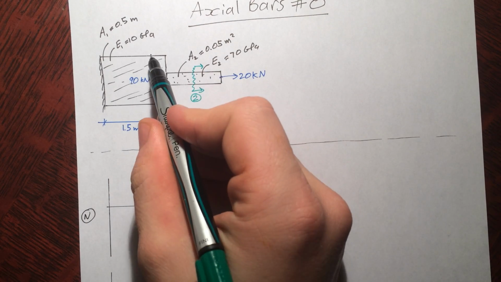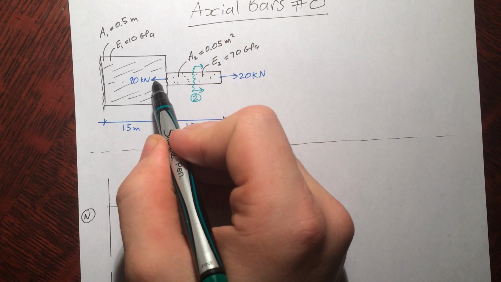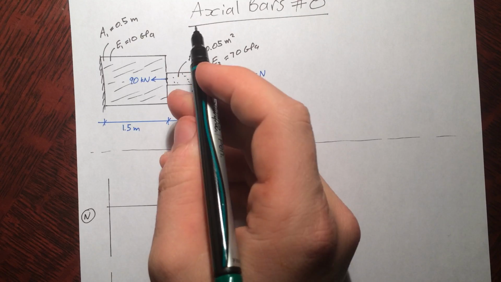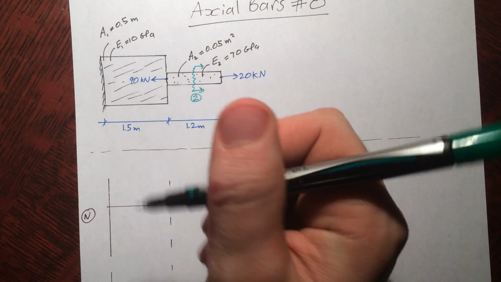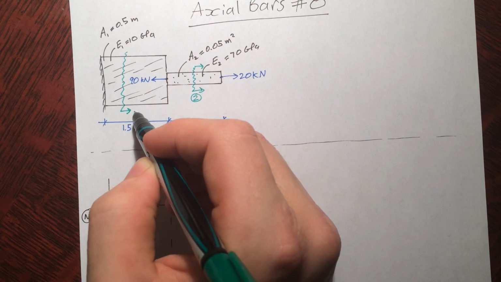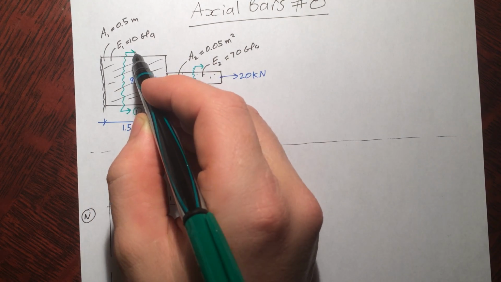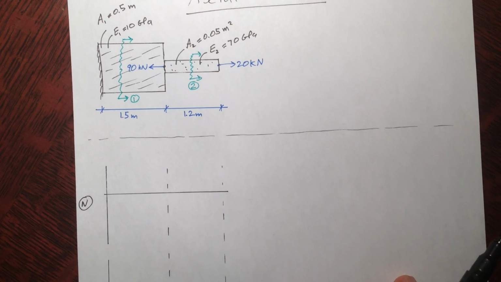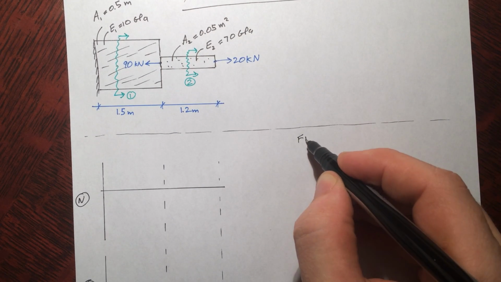And as soon as we get to this piece here, the area changes. The force inside will change because we have this 90 here, and the E, the Young's modulus, changes. So we need to make a cut here as well. Alright, so let's make free body diagrams of each one of these cuts. So we'll start with the second one.